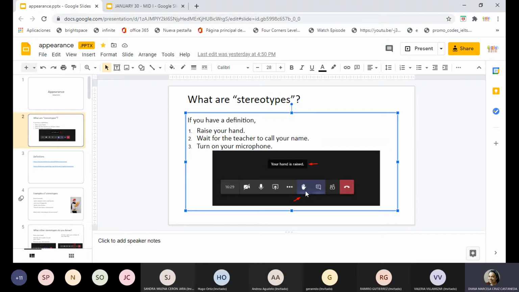And wait for the teacher to call your name, and then you turn on your microphone, okay? It is important to do that. If you have questions, problems, if you want to participate, please raise your hand and wait for the teacher to call you. Okay, is that instruction clear to everybody? Yes, Richard. All right, great. So guys, please remember that, and let's start first, okay?